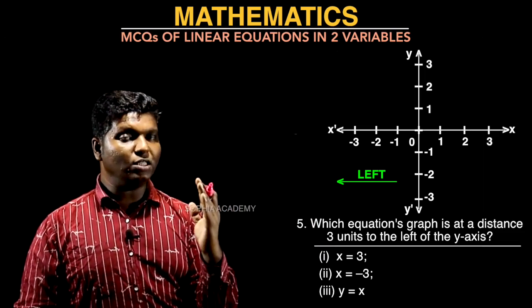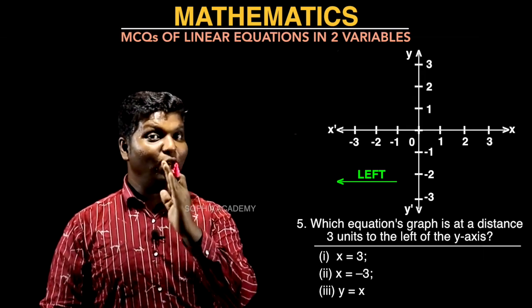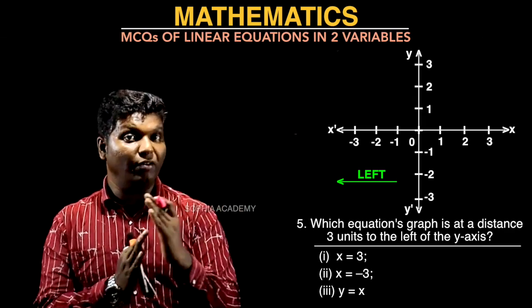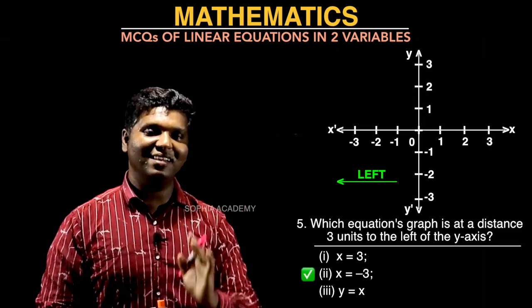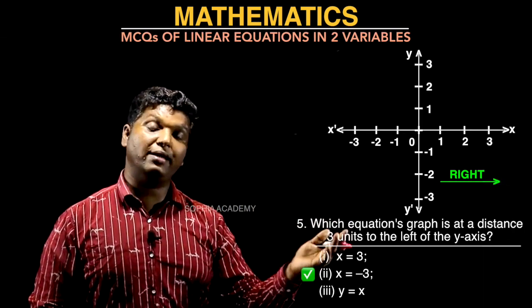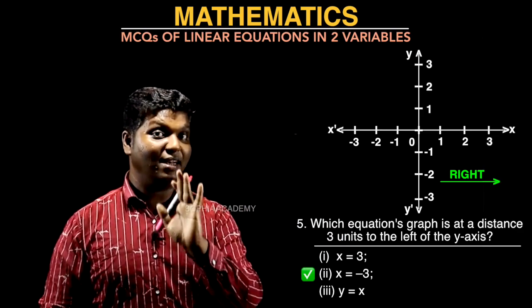So 3 units to the left side means actually it is minus 3. There the value will be minus 3 because towards the left side the x coordinate will be negative. And here definitely you can say x is equal to minus 3 is correct because it's towards the left. But what if the question said towards the right? It will become x is equal to plus 3. x is equal to 3 will be the answer at that time.